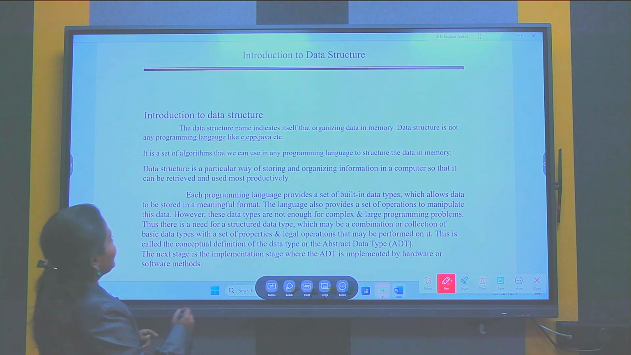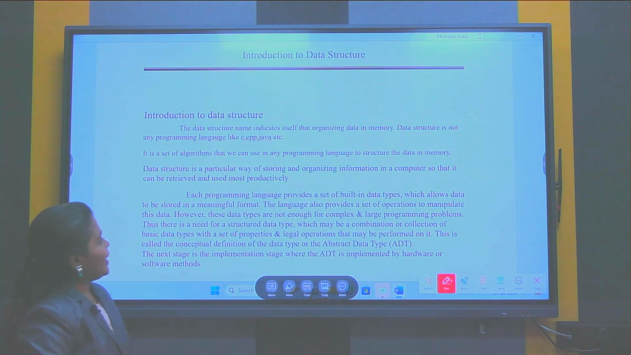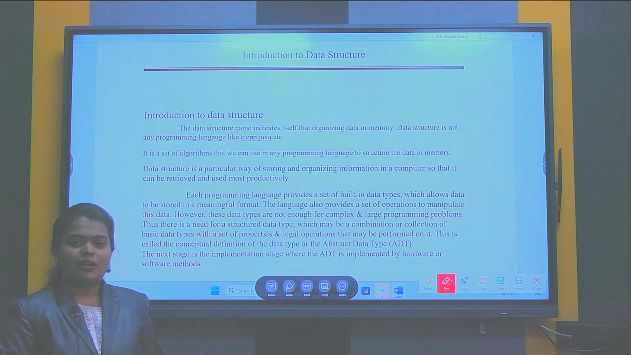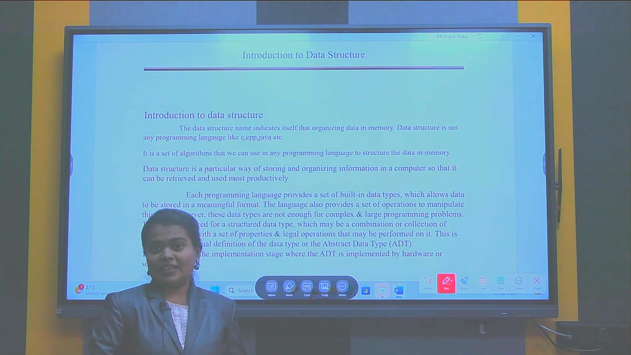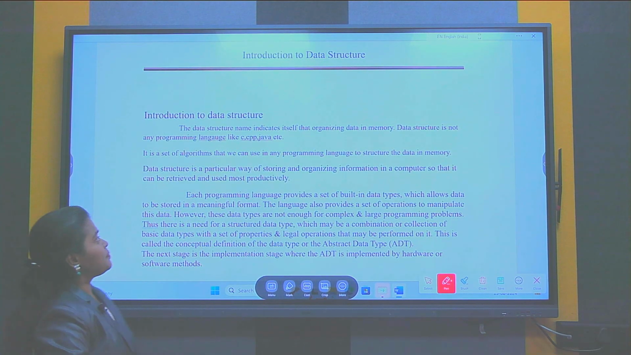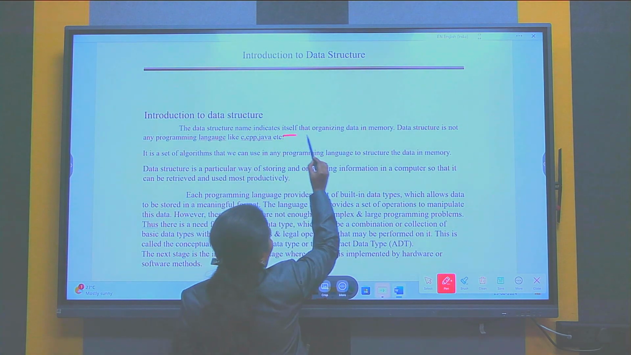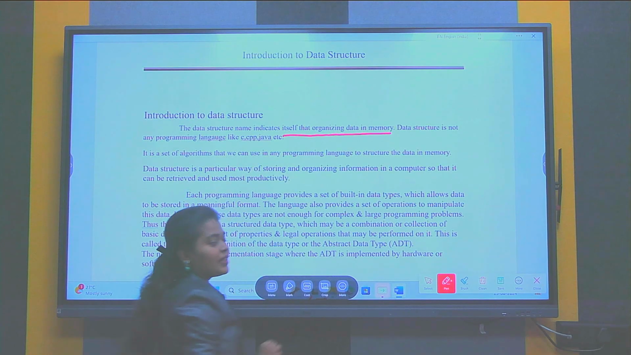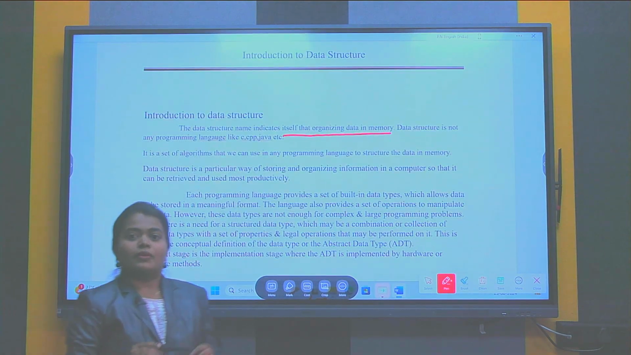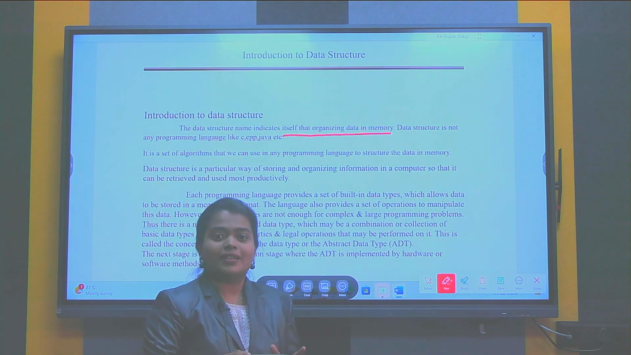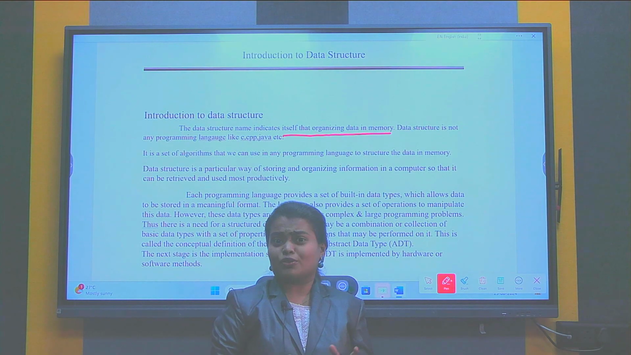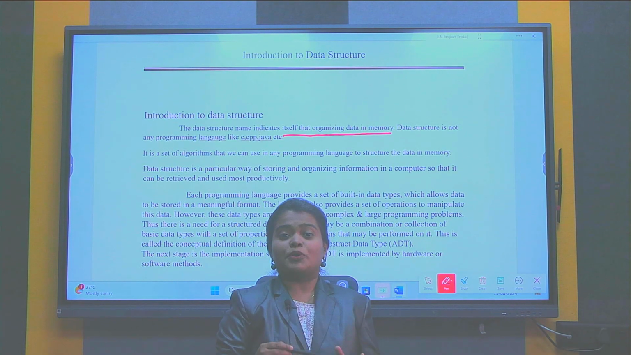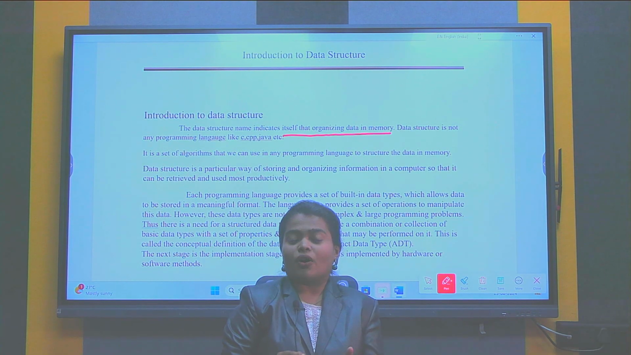Now see, the name data structure indicates itself: organizing data in memory. Organizing data in memory means the computer data, which we call information, is stored in the computer's memory in an organized way.